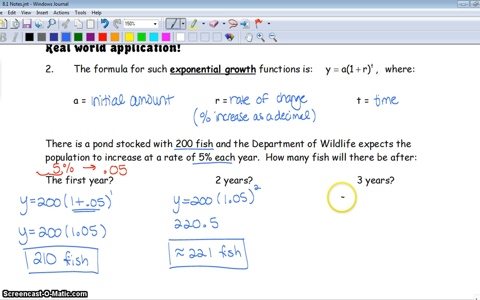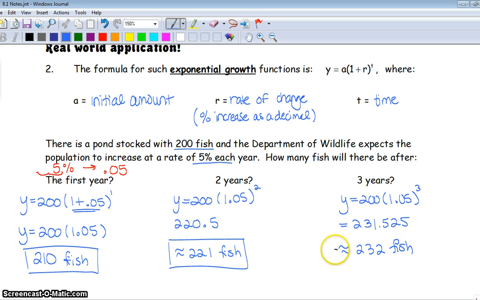And of course, for our last one, same initial amount, same rate, so still 1.05, except our time has changed from 2 years to 3 years. Again, second enter, change the 2 to a 3, and we get 231.525. Can't have a fraction of a fish, so we're going to say that there's about 232 fish in our pond after 3 years if the rate of change is still 5%.